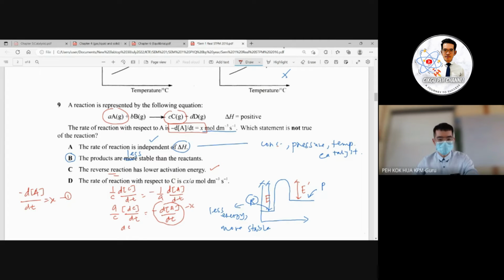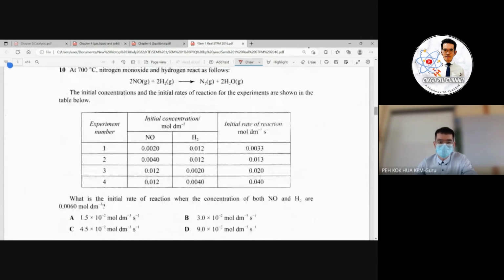So dC over dt will be Cx over A. So this statement is also correct. Number 10: at 700 degrees Celsius, nitrogen monoxide and hydrogen react as follows. This will be the equation. The initial concentration and the initial rate.